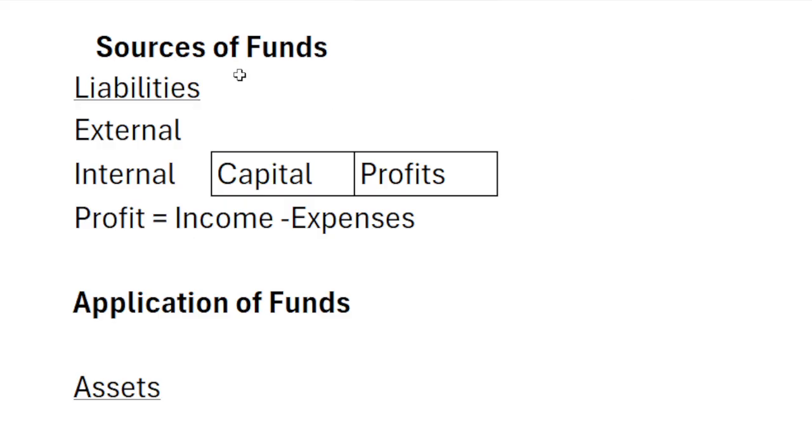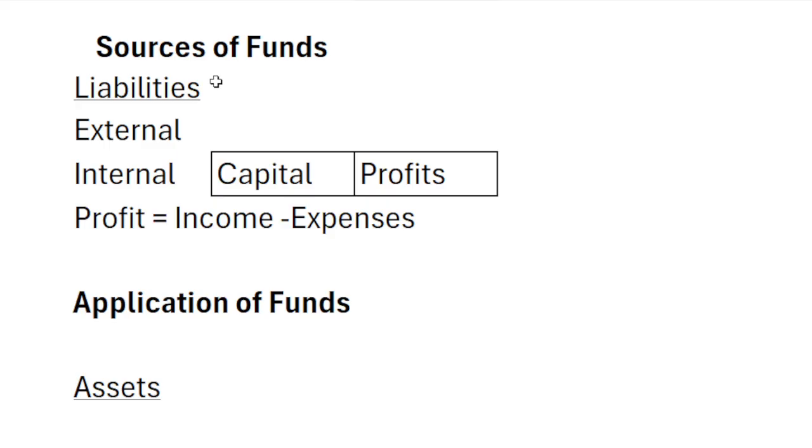First, we'll start with liabilities. Liabilities are of two kinds. One is external liability, the other is internal liability. First, we'll start with external liability. External liabilities are the funds mobilized from third parties, other than the owner, which consolidate as external liability. Internal liabilities are those which are sourced from the owner.